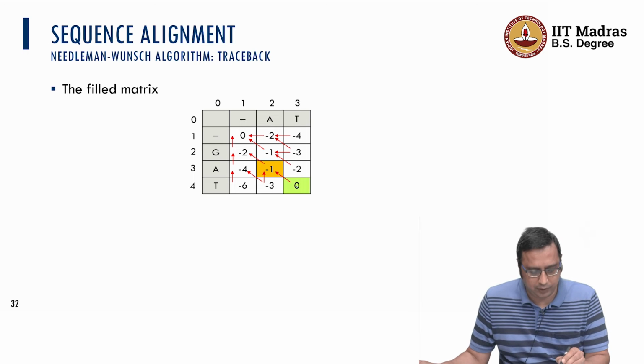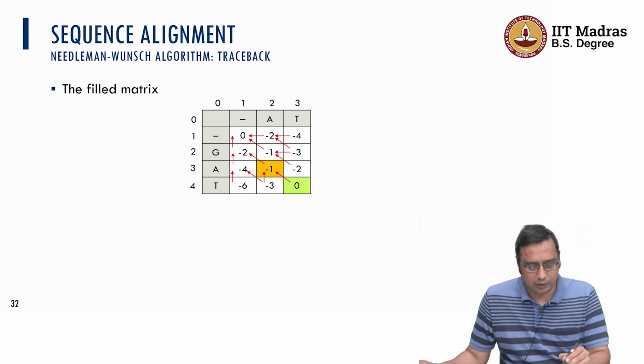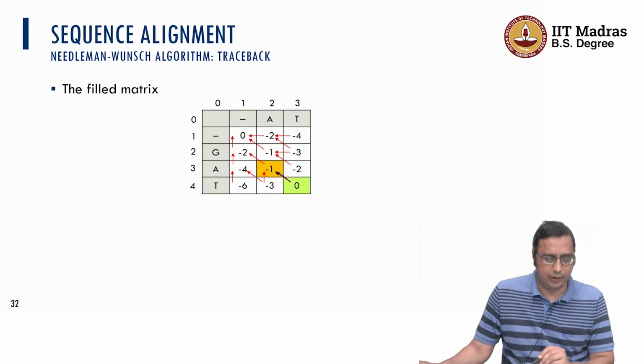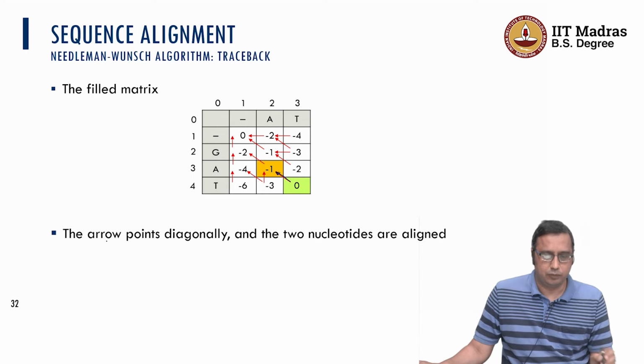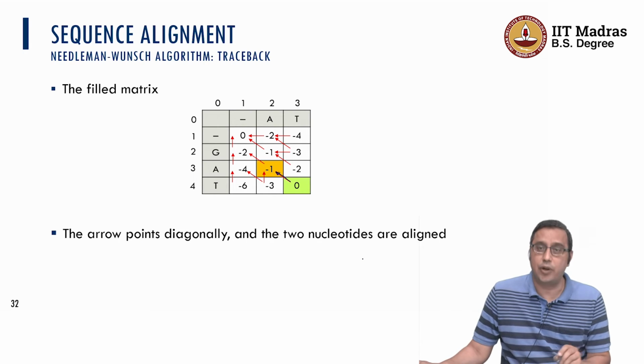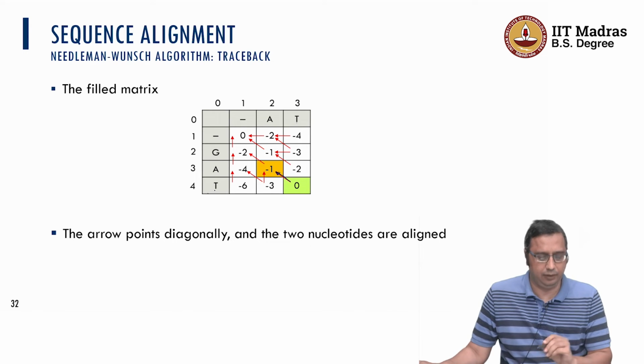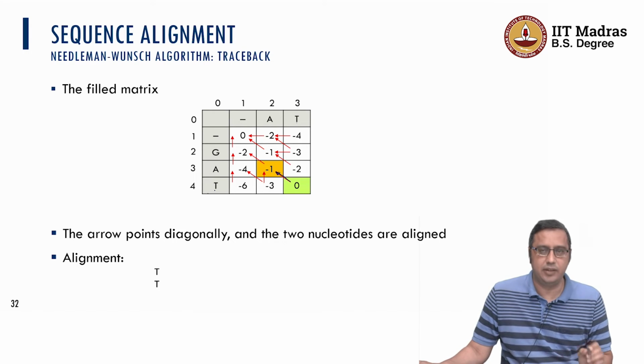So here we are moving from 0, 0 to 1. Okay. So what we have done is, diagonally two nucleotides are aligned. What are those two nucleotides? Here is a T and T. So alignment here is TT. Now we are going to move from this one to this one.